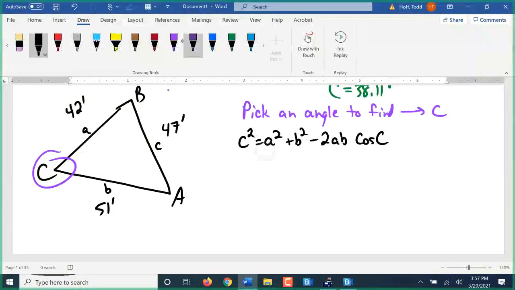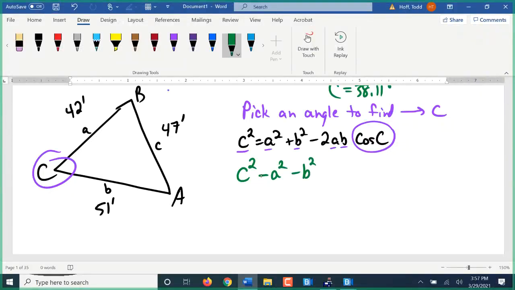We know side C, side A, side B. We just don't know the angle C, right? So we can rearrange this formula here. I can subtract both A squared and B squared: C squared minus A squared minus B squared, all then divided by negative 2AB. That would equal the cosine of angle C, right?